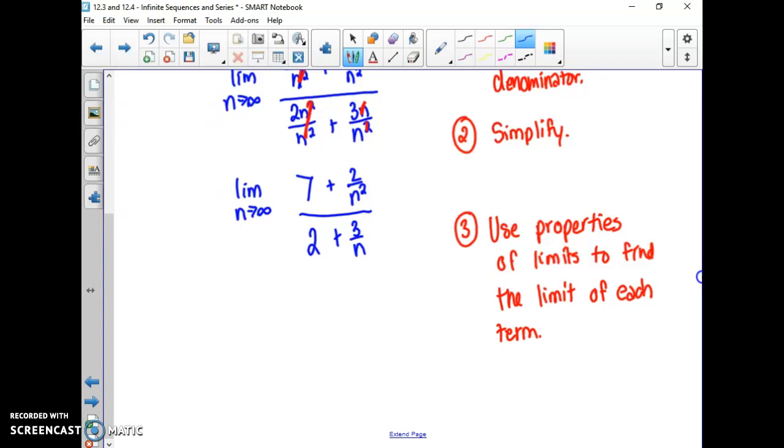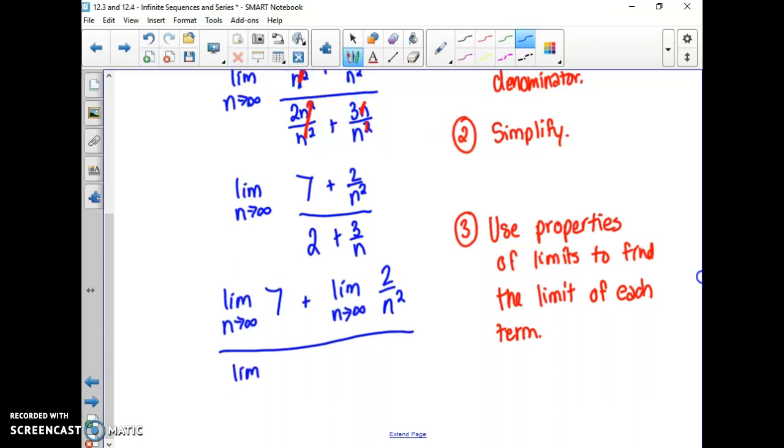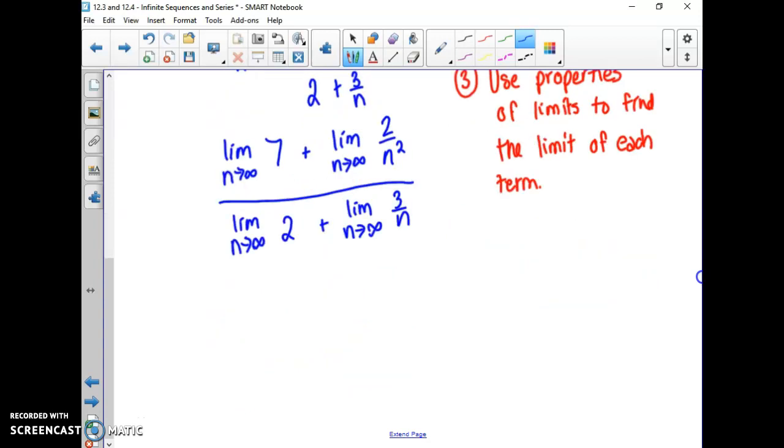So what that's going to look like is we can take the limit as n approaches infinity of 7, and then we can add the limit as n approaches infinity of 2 over n squared, and then we can have the limit as n approaches infinity of 2, and the limit as n approaches infinity of 3 over n. So 7 is a constant. The limit of any constant is itself. So the limit as n approaches infinity of 7 is 7.